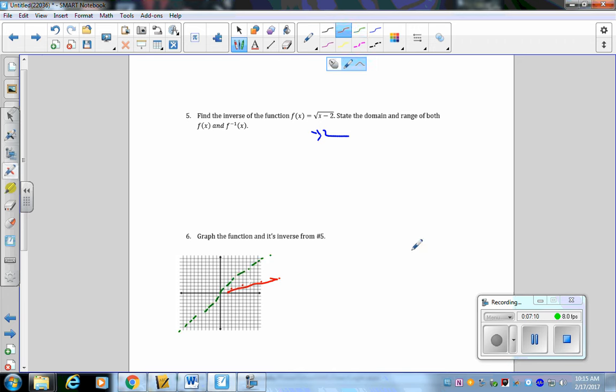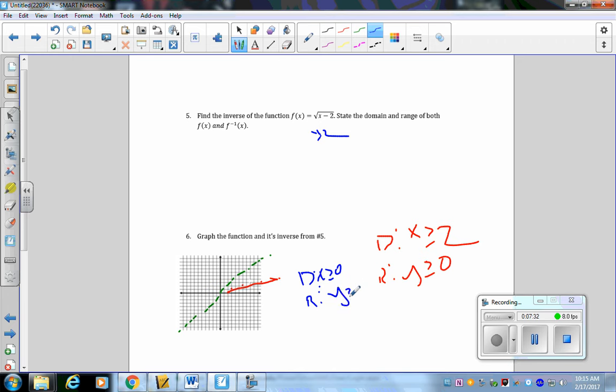All right, let's state the domain and the range. The domain is x is greater than or equal to 2. Right, so that's where that starts. y is greater than or equal to 0. That's my range. So domain and range of my inverse, I can flip-flop those. The domain is x is greater than or equal to 0, and y is greater than or equal to 2.